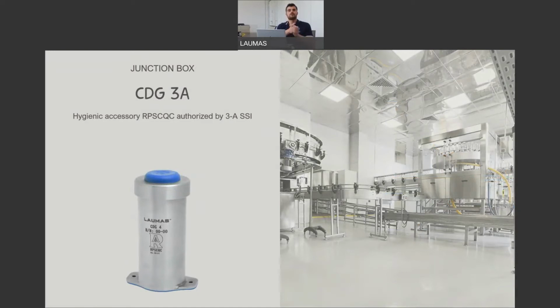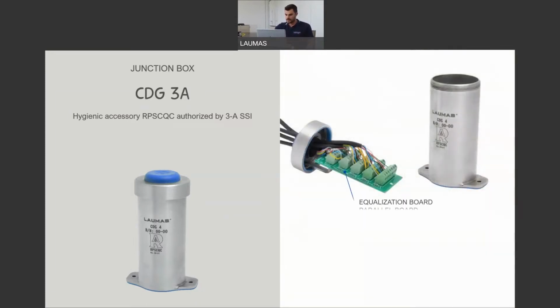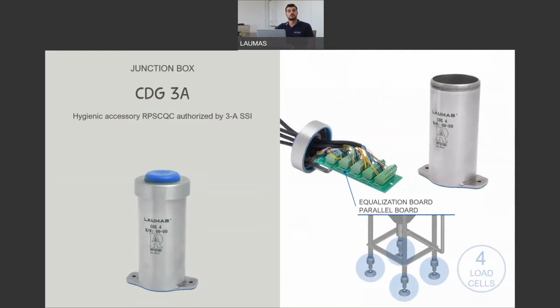Let's go now to present our new junction box model CDG. It has been specially designed to respect the 3A standards in order to be sanitizable and hygienic. The inner parallel board can be used for up to four load cells, and it can be a standard parallel or also with trimmers in order to equalize the millivolt values of each load cell.